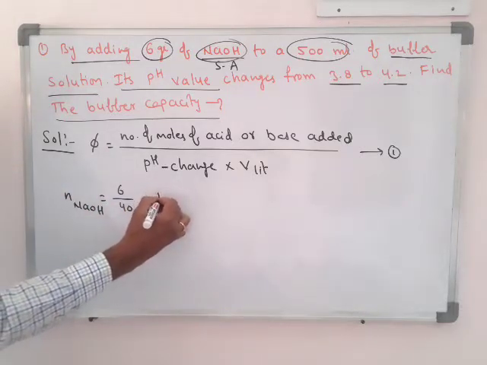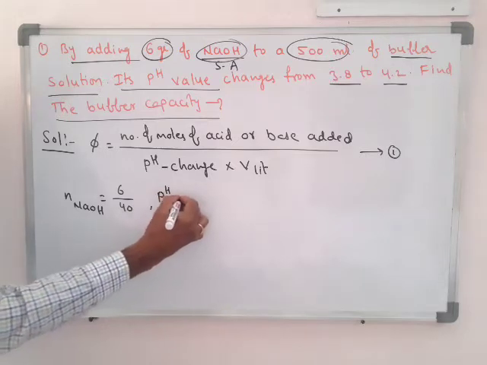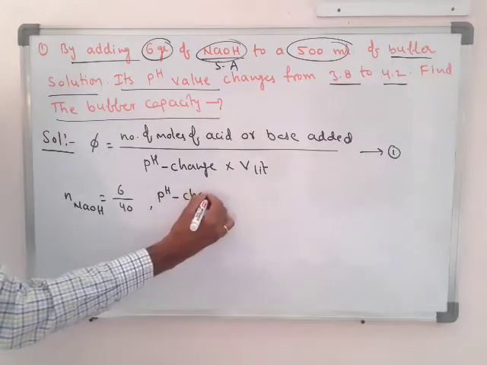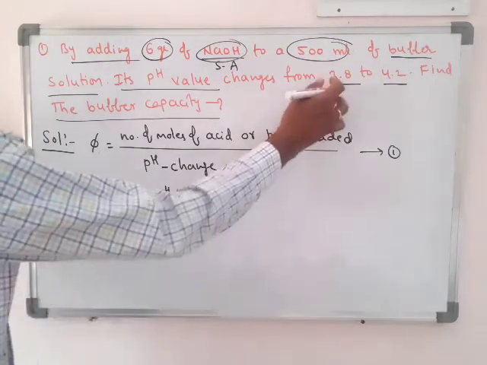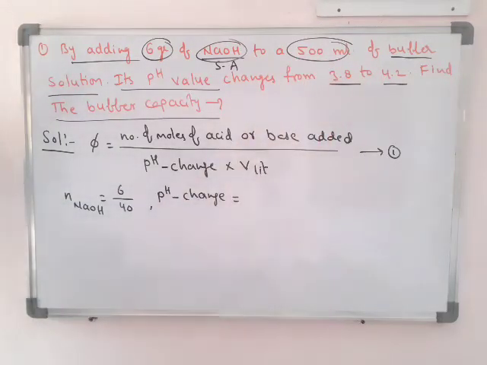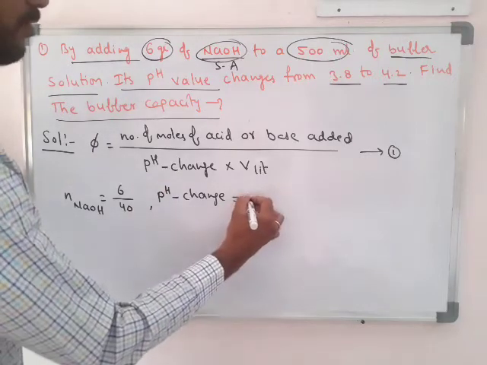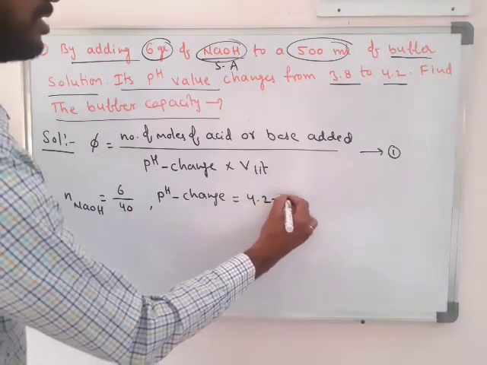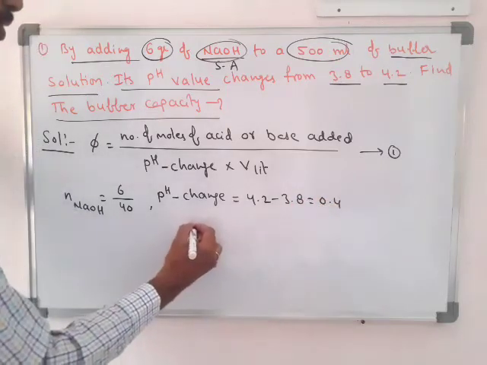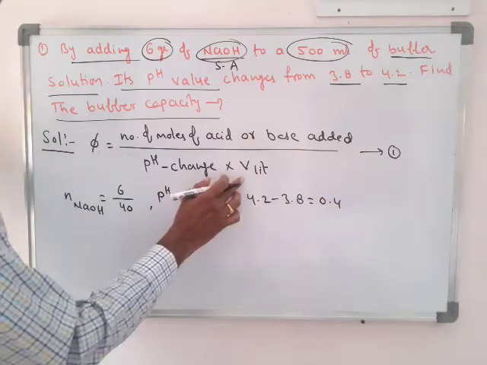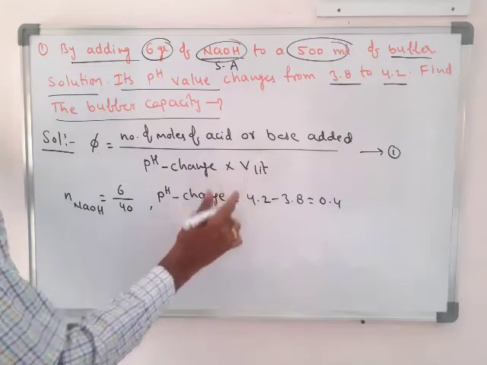Next, what is the pH change? The pH change equals 3.8 to 4.2. Meaning, what is the difference? You have to find the difference, means higher value minus lower value, 0.4. So what is the volume? Volume you must calculate in liters.